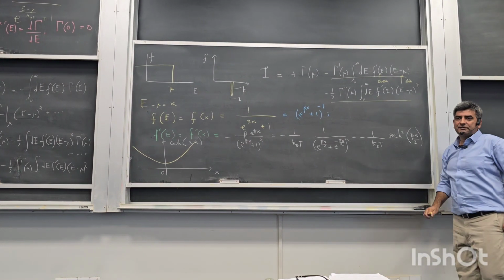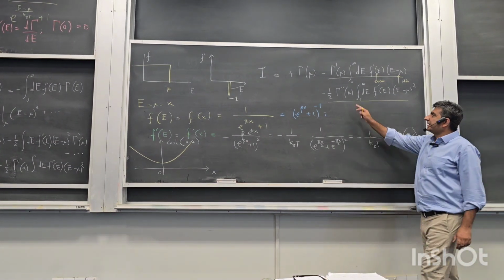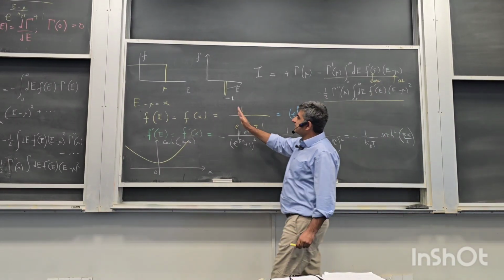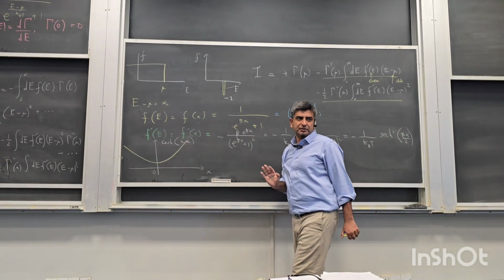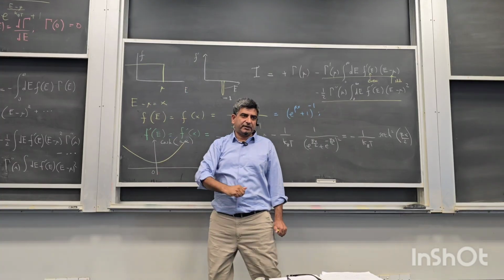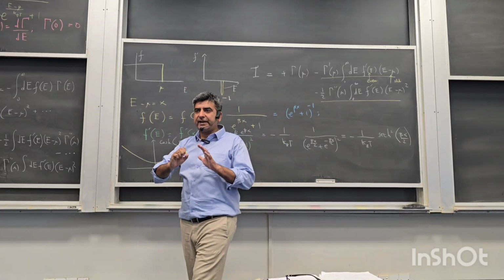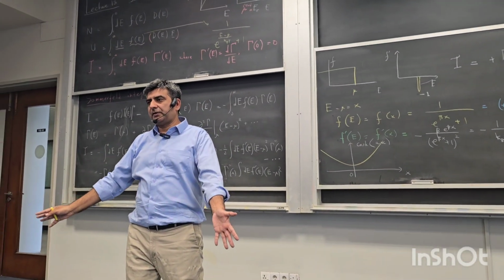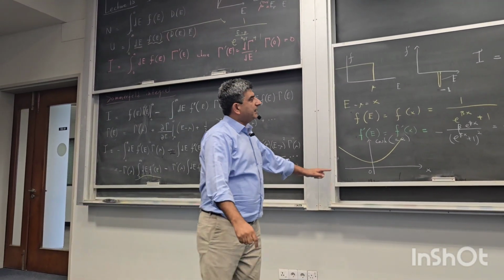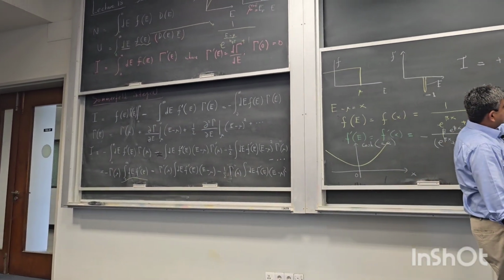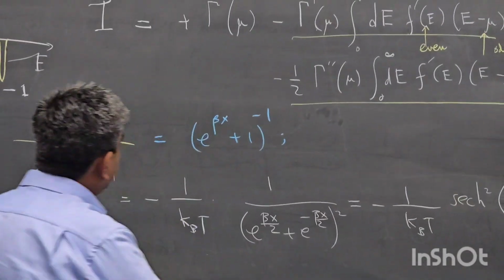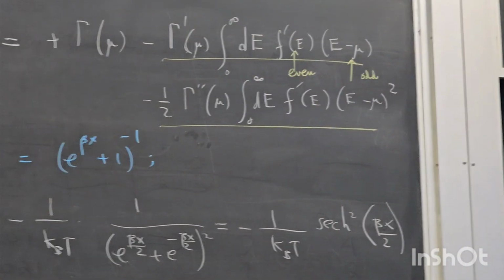E or x. Now this integral is from 0 to infinity, but f prime only exists in the vicinity of the chemical potential. So I can extend this to minus infinity. So I can take the integral of an odd function from minus infinity to plus infinity, and that will be 0. So I'm going to be left only with this term over here. So I have now found out what my I is going to look like.